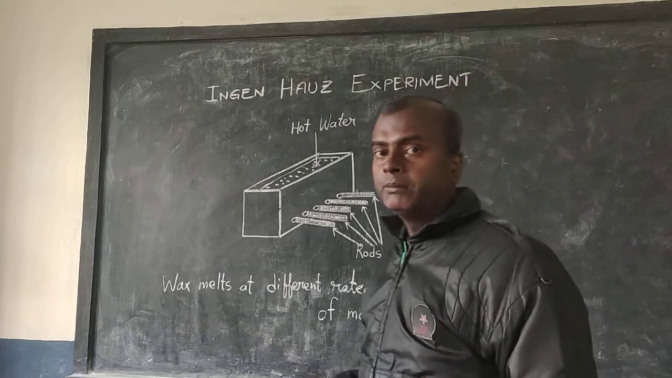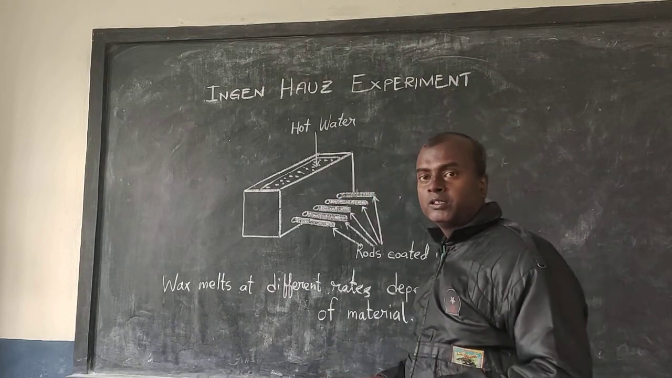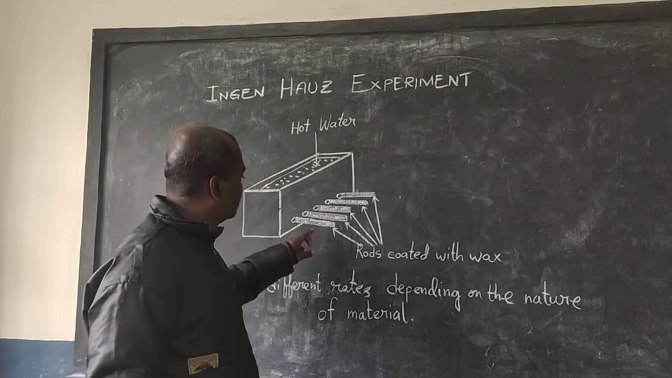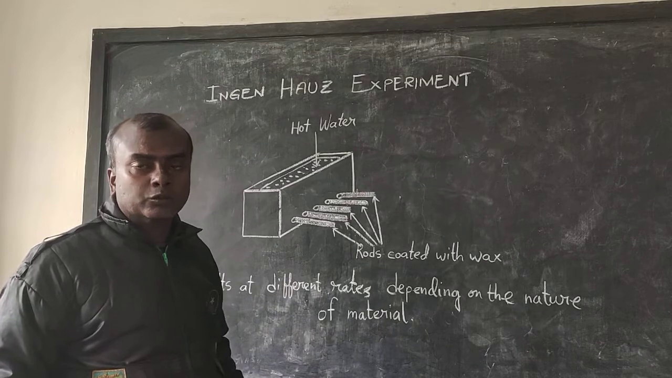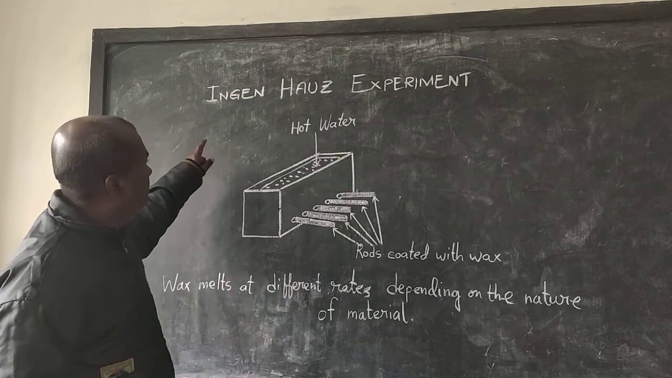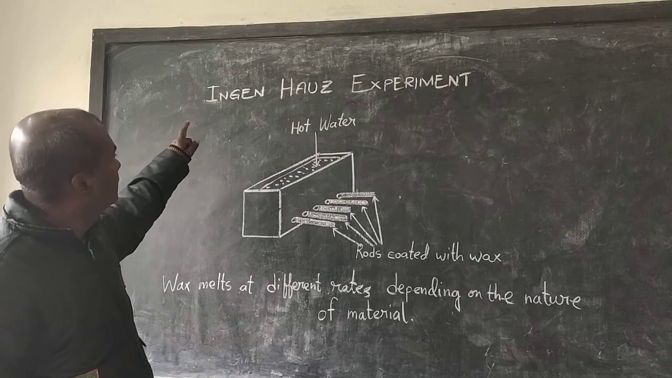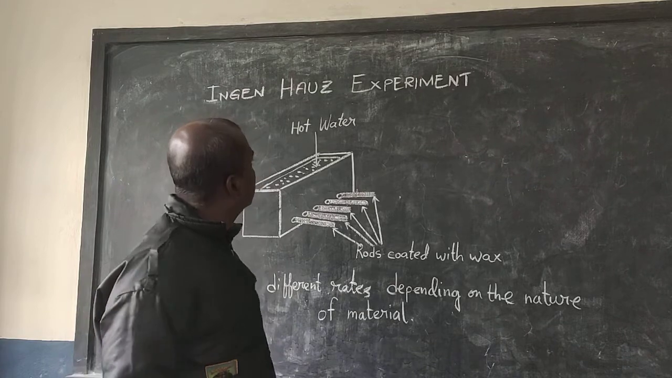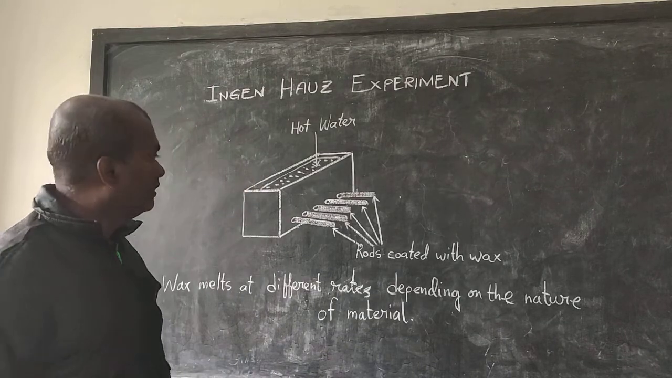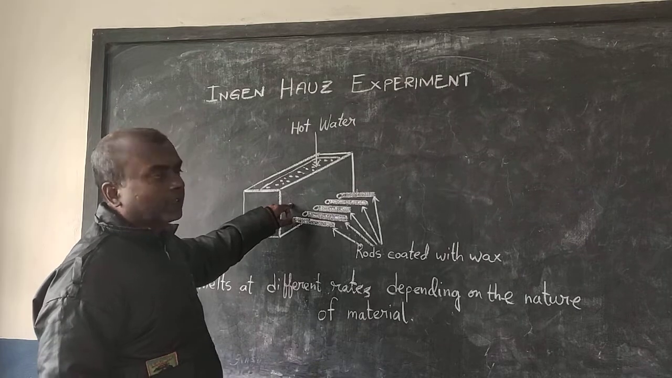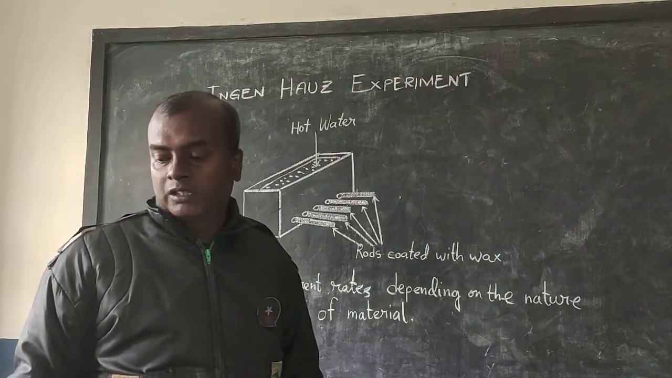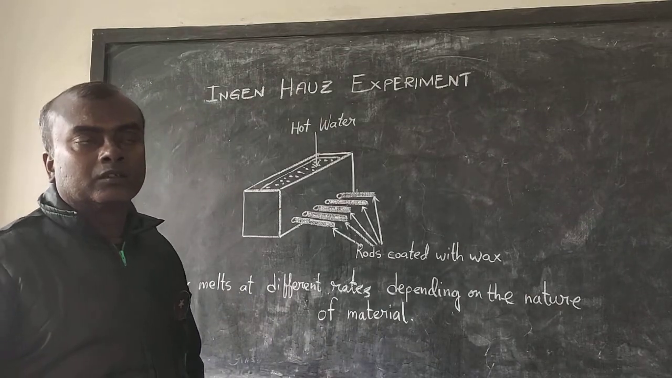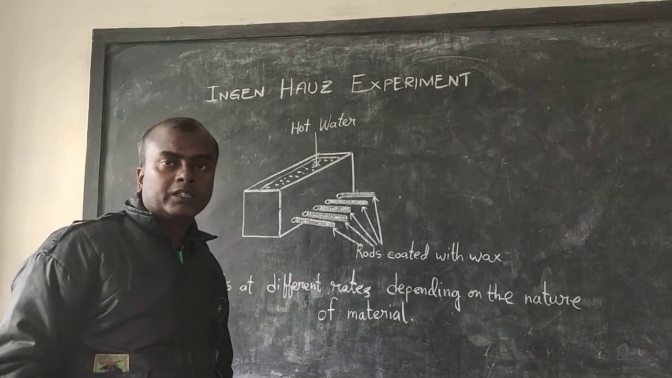Okay, this is another experiment to show conductivity of substances. Now in this case metal rods are used. Now this experiment was conducted by the person Ingenhousz. So the experiment is given after his name, Ingenhousz experiment. Alright, in this experiment there is a hot water bath. Okay, this is a bath. Bath is a place where we keep water, used for bathing purpose maybe.